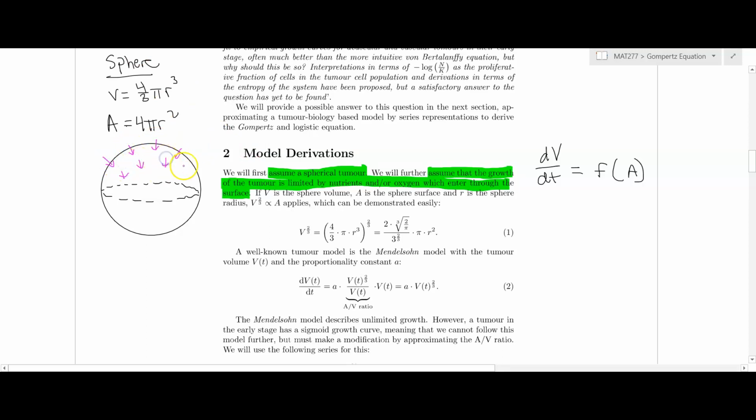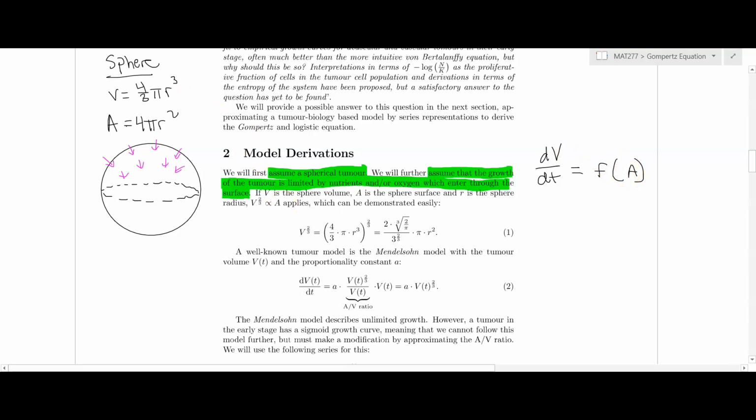They're all going to break through this surface, and the more surface area you have, the more area you have exposed to which the nutrients and oxygen can make their way in. But the problem with this model is that we assume the rate at which the size of the tumor changes per unit time is a function of area, which is a little bit problematic because our dependent variable is V and not A.